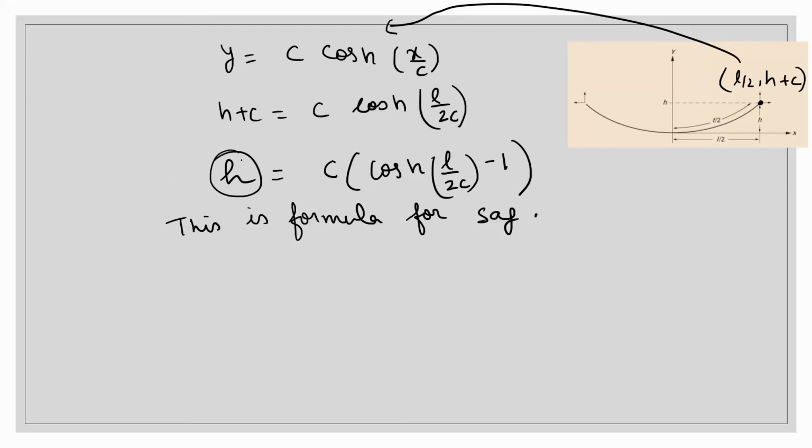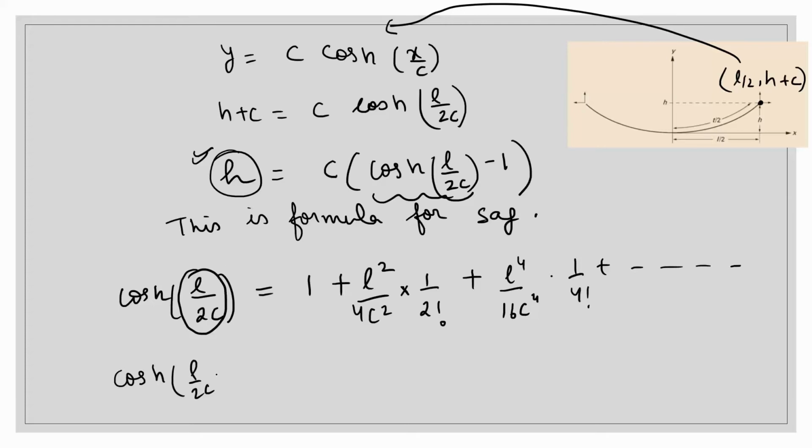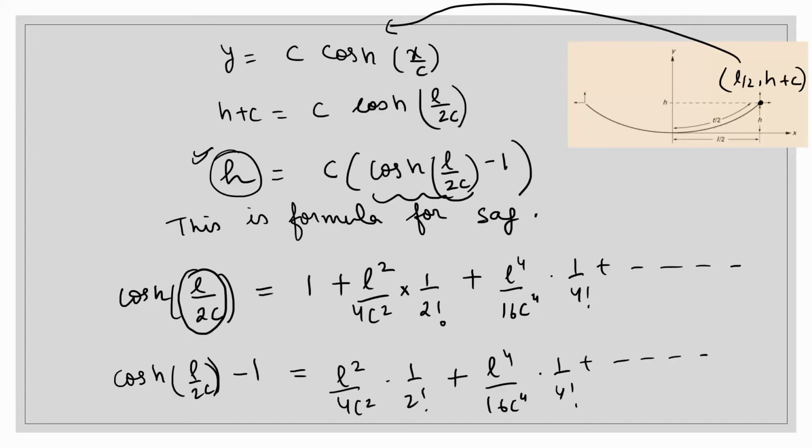Now we will find the approximate value of this h using the approximation of the cos hyperbolic function. So we can write cos hyperbolic L by 2c will be equal to 1 plus this. I have just shown you the expansion of cos hyperbolic, and I am using that, and in place of x I am using L divided by 2c. Now if I take the minus sign like over here, I will get cos hyperbolic L by 2c minus 1 will be equal to this, and so on. So you can see that I have got the expression for this.